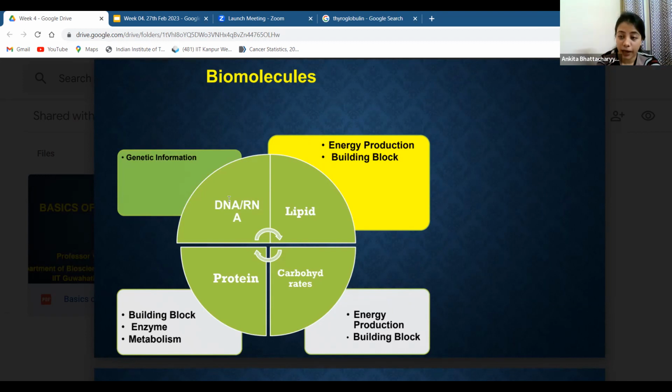The second type of biomolecule is lipids. Lipids are majorly concerned with energy production, and they are considered to be little building blocks. And these building blocks give rise to much larger entities or components within the cell. The third major type of biomolecules are carbohydrates, which are also building blocks involved in energy production, but they are composed of different smaller molecules compared to the lipid moieties. And we will also go through it in today's interaction session.